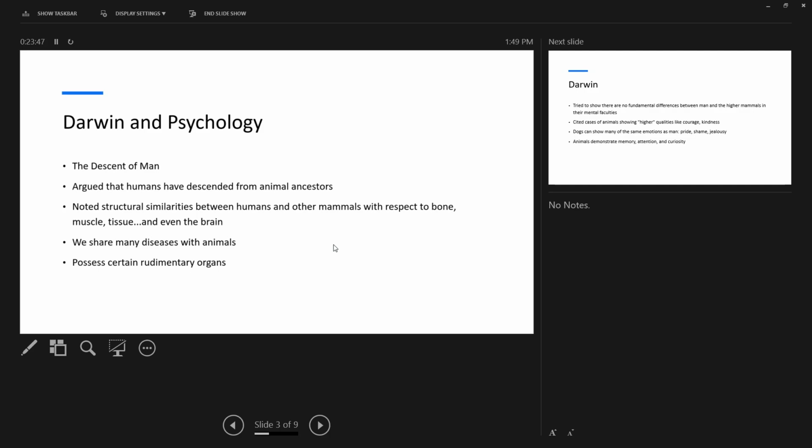We also possess certain rudimentary organs, something he called vestigial organs. So what's a vestigial organ? Have you heard that term before? It's an organ that doesn't really have a use anymore, basically. So at one time it served a purpose, right? But over time it no longer serves that purpose, and so it basically removes itself from the evolutionary chain. Okay, good.